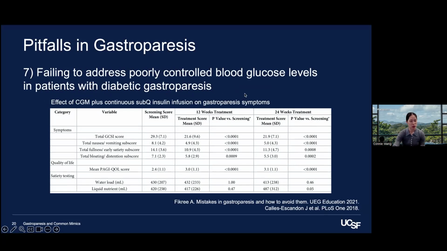Again, not something I need to hammer in as much here, but this was a small study that looked at the effect of continuous glucose monitoring, as well as treatment with continuous insulin infusion, on gastroparesis symptoms. They found that when patients with diabetic gastroparesis received this more continuous therapy, and presumably had more even and stable glycemic control throughout the day, this led to significant improvement in their GCSI scores.